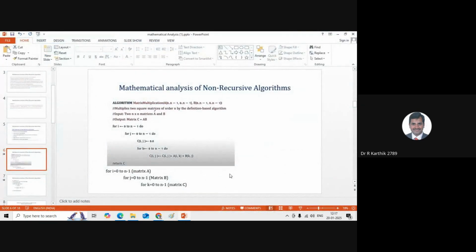Before moving on to the analysis part, let's discuss the general plan. In the general plan, the first step is to fix the input size. Here the input size is n cross n. Second, the basic operation. Here the basic operation is multiplication. Matrix multiplication is the basic operation. Then we have to count the number of times the basic operation is executed. Finally, we go with summation, followed by simplification. In the next slide, let's see the analysis part.